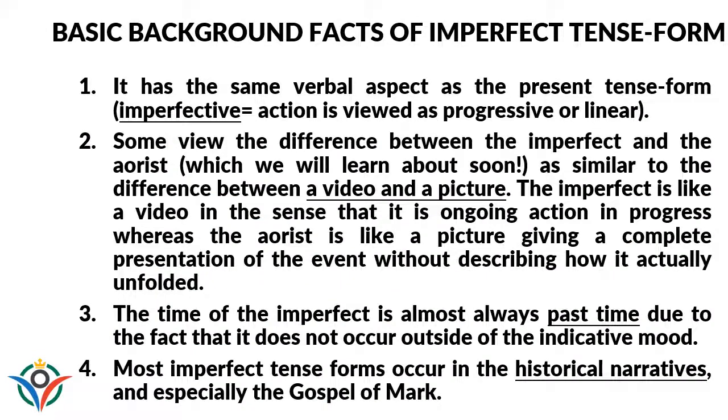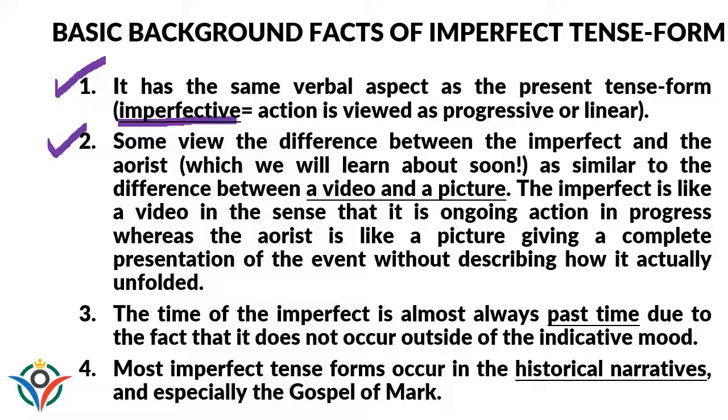So as I ease you into the imperfect tense form, I thought it would be helpful to give you some basic background facts. So the first fact is it has the same verbal aspect as the present tense form, which is the imperfective, as I mentioned to you previously. And the imperfective verbal aspect is where action is viewed as progressive or linear or as ongoing.